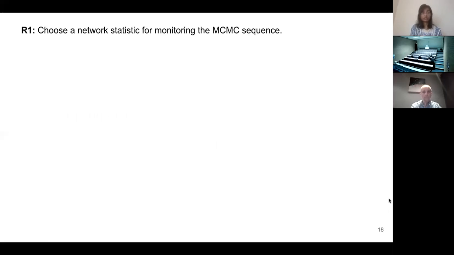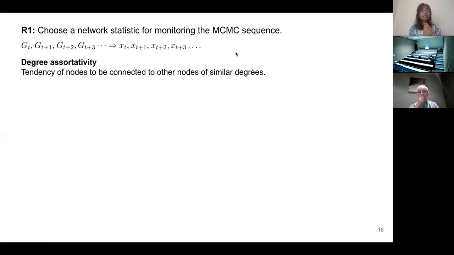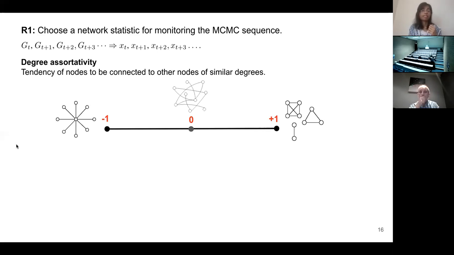Okay, so let's come to our first question. Our goal here is to convert the sequence of graphs sampled by the Markov chain to a scalar time series. So for each graph in the Markov chain, we are going to compute a network statistic so that we have a scalar time series from the Markov chain. The network statistic that we choose is the degree assortativity, which is basically the tendency of nodes of similar degrees in the network to be connected to each other. So for example, if we have a star network, the degree assortativity would be -1, because the highest degree node is connected to all the lowest degree nodes.